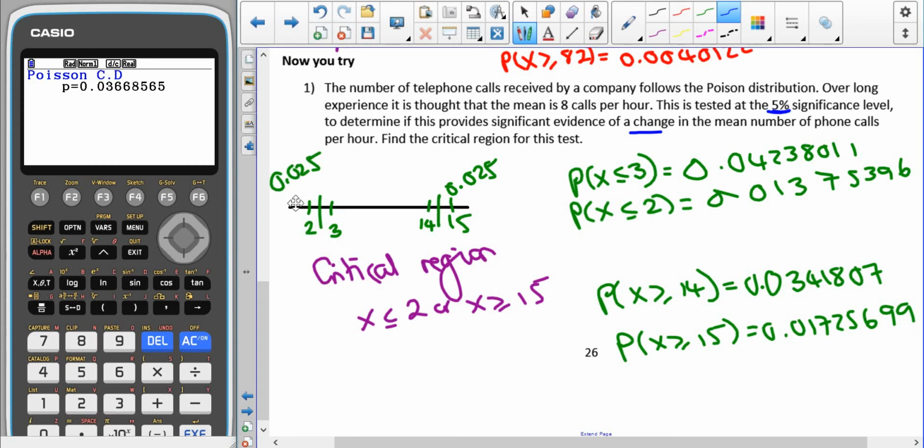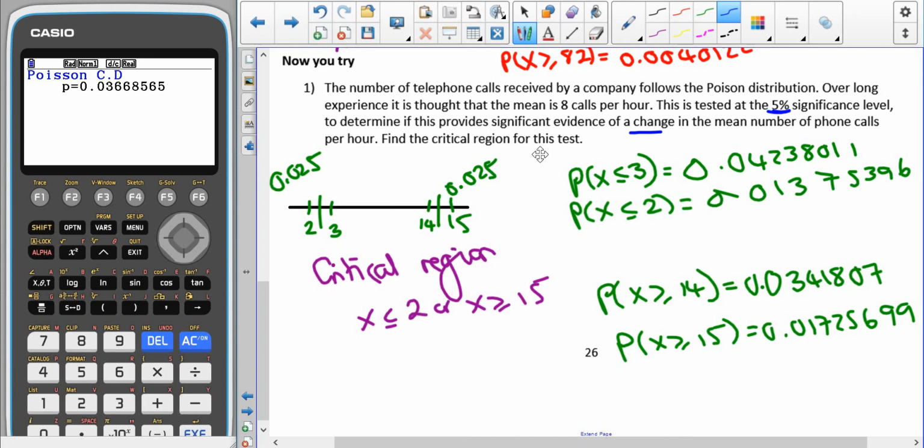Using our inverse P, that gave us 3. Looking at the probability of x being less than or equal to 3 gave us 0.04238011, which isn't smaller than 0.025. So we tried a smaller number, which is the probability of x being less than or equal to 2, which gave us 0.0137536, which is less than 0.025. So that meant that 2 was our critical value at this bottom end, and 3 was the first value at which we would accept H0.